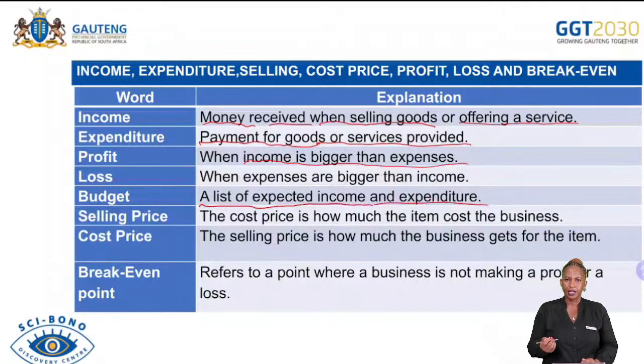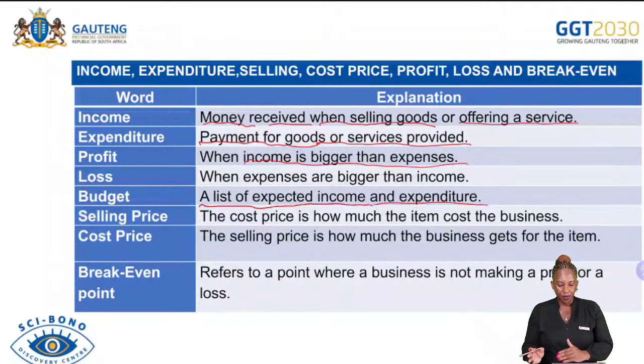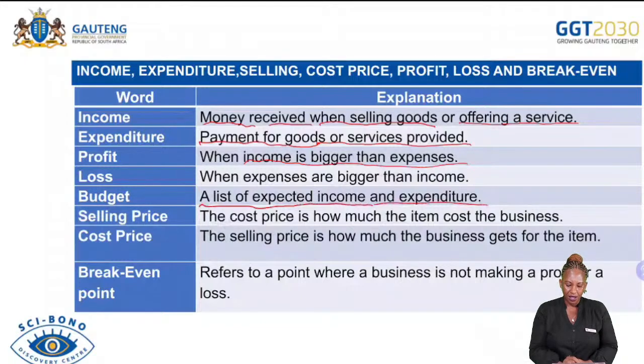The other terms, boys and girls, remember this terminology. It is for the whole topic of income, expenditure, selling price, cost price, profit, loss, and break even. It's not only based on income and expenditure alone. Now let's talk about the selling price. I have already explained the selling price. The cost price is how much the item costs the business.